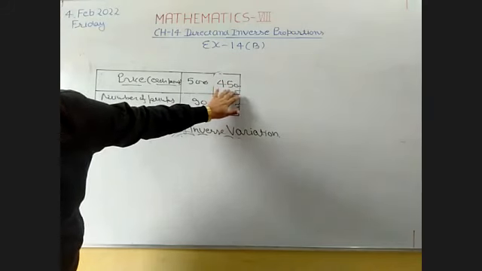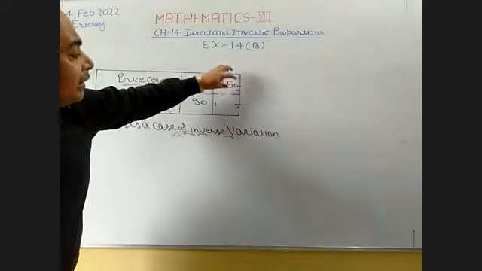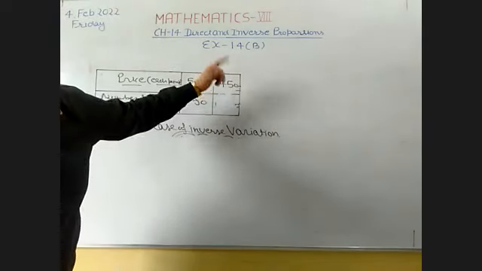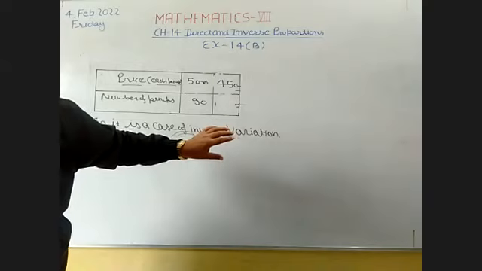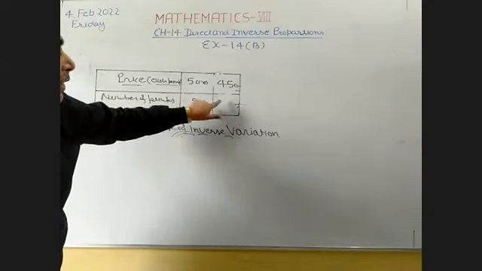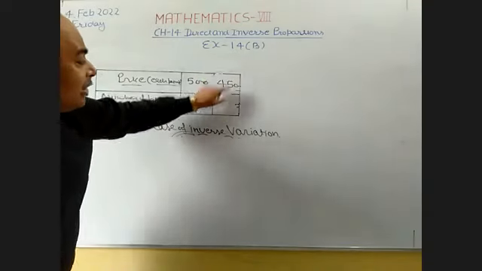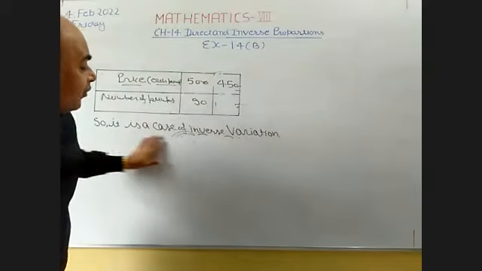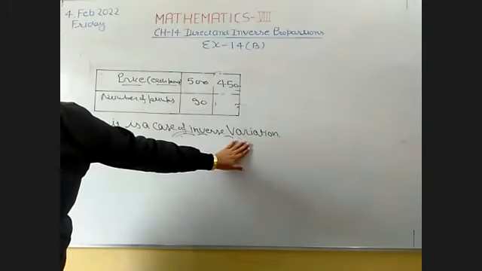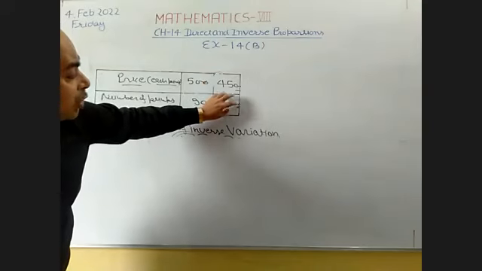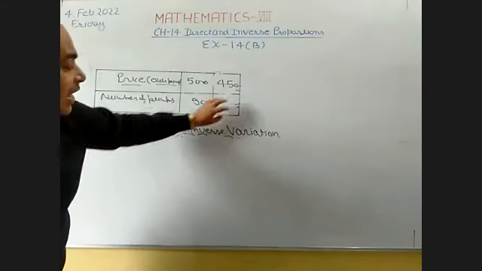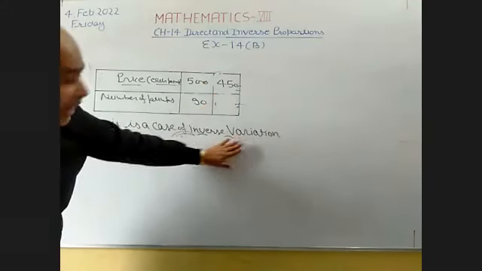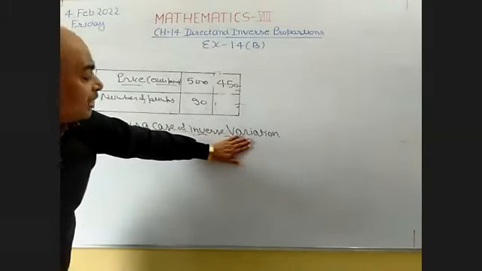When the price of the pump is going to be less, it means we are going to be able to buy more pumps. After decreasing the price, the number of pumps is going to be increased. So therefore, this is the case of inverse ratio. So right here, it is a case of inverse ratio that I want to solve.